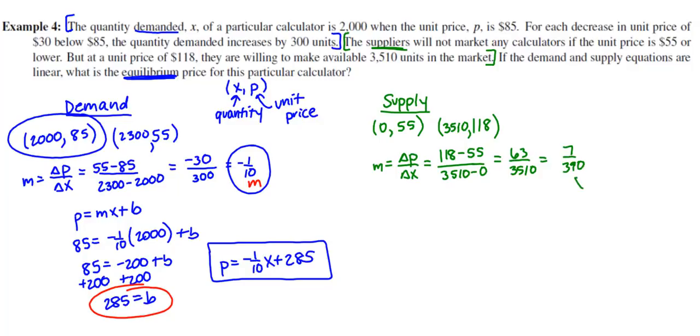Okay, so this is our slope m. We also notice that we are given the y-intercept, so we could go through and solve for the y-intercept like we did over here on the left-hand side, but here we're given the y-coordinate when x is 0. So the y-intercept b is 55. So therefore our supply curve is p equals 7 over 390x plus 55.